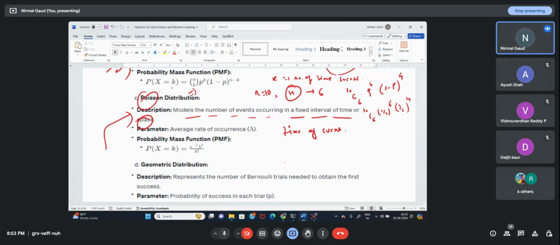Okay, so this is the formula for Poisson: e to the power minus lambda, lambda to the power k divided by k factorial, where lambda is the average rate of occurrence.